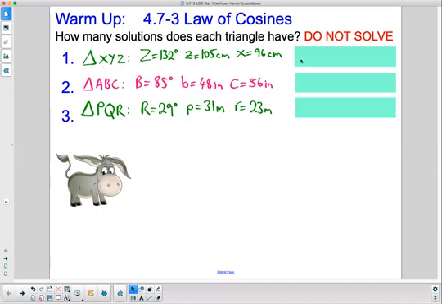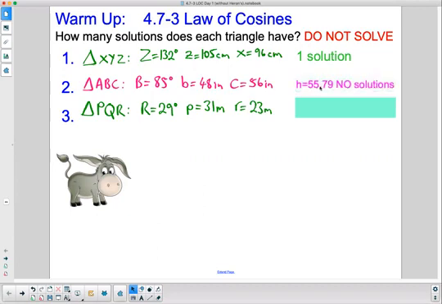In this triangle, you would have one solution. In triangle ABC, you would need to calculate the height. You've got a short corresponding side to an acute angle. When you calculate the height, you get 55.79. You could not lean a 48 foot ladder against a 55.79 foot wall, could you? It's got no solutions.